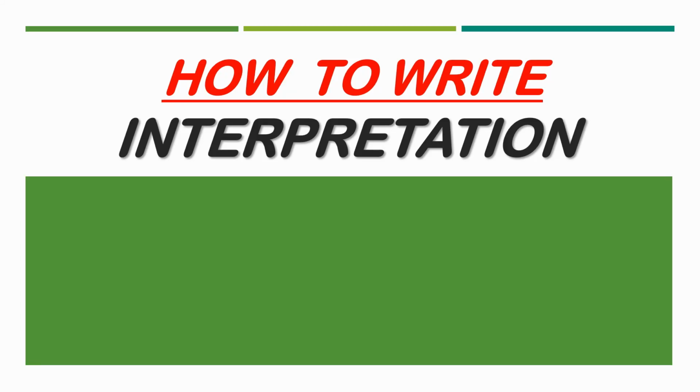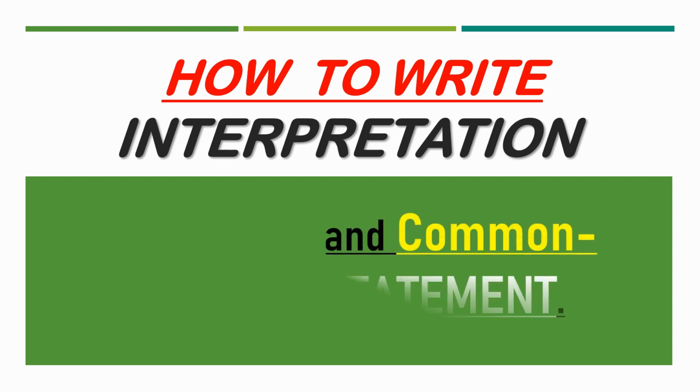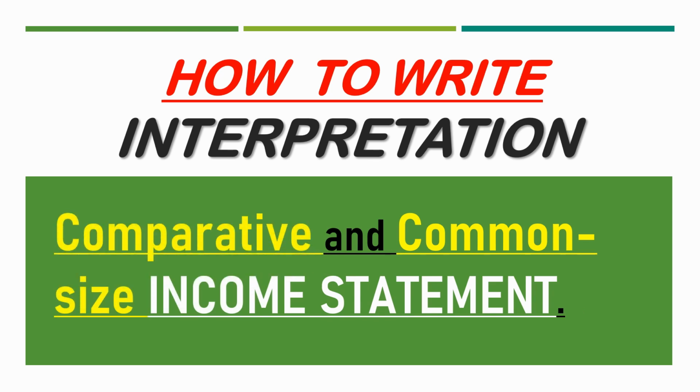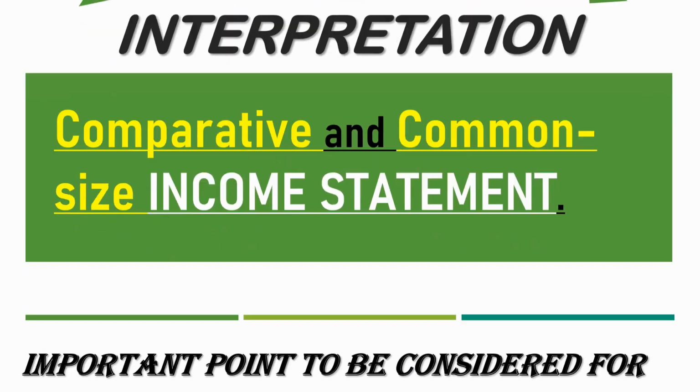Hello everyone. In the previous video, we discussed how to write the interpretation for comparative balance sheet and common size balance sheet. In this video, we'll discuss how to write the interpretation for comparative income statement and common size income statement. As in the comparative and common size balance sheet, this also carries 3 marks out of 6 marks in section B and 7 marks out of 14 marks in section C.